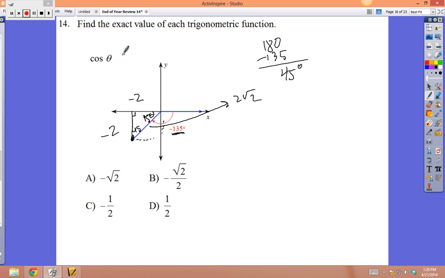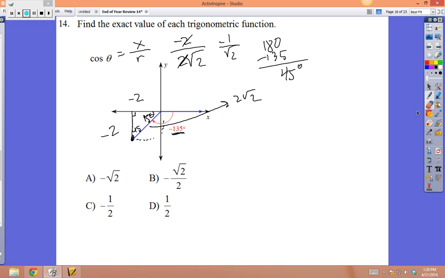So cosine. Cosine wants the base over the radius. It wants the adjacent over the hypotenuse, or x over r. So the x is a negative 2. And the radius, the hypotenuse, is 2 square roots of 2. And I'm going to divide my 2's. 2 on top and a 2 on bottom. They divide out. So I've got a negative 1 over square root of 2.